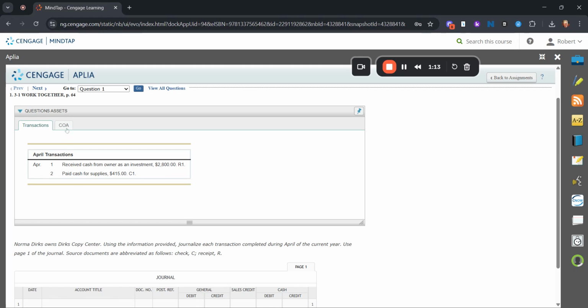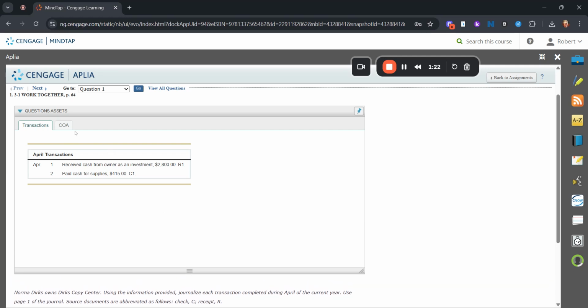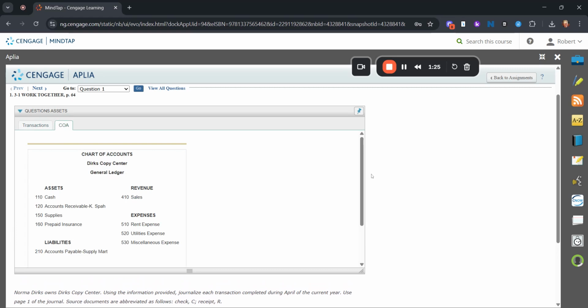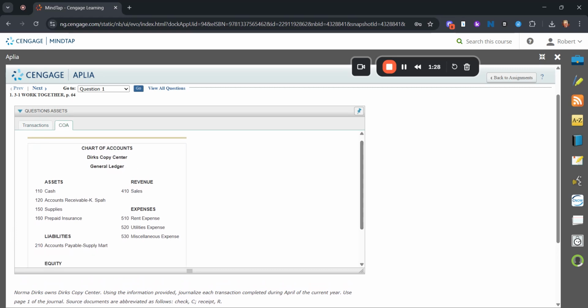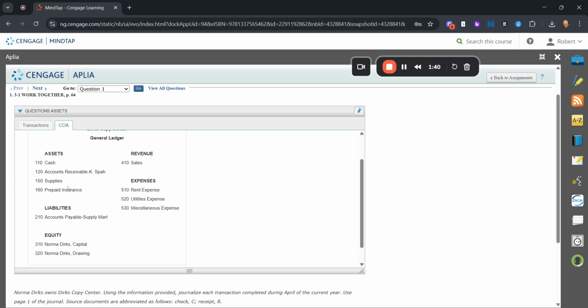So also, if you notice up here, we have another tab that says COA. That stands for Chart of Accounts. So we'll click on that, and you'll see an official form called Chart of Accounts. This one's for Dirk's Copy Center. You can see we have our official account names that are going to go on the worksheet. And you can see the accounts are numbered. So now we have account numbers for the accounts, and those will come into play when we get to the general ledgers.